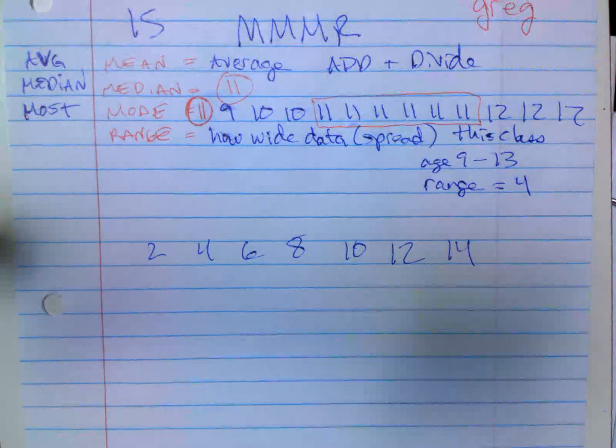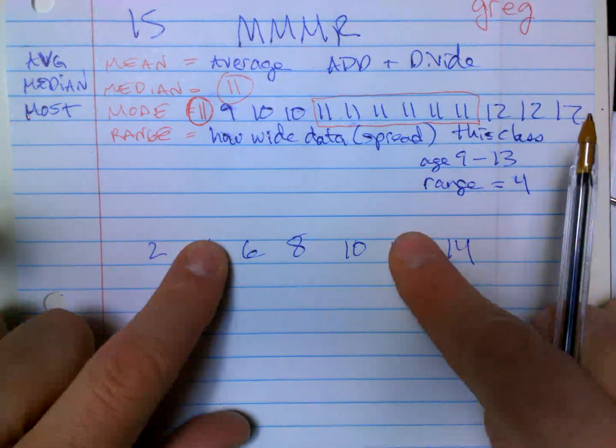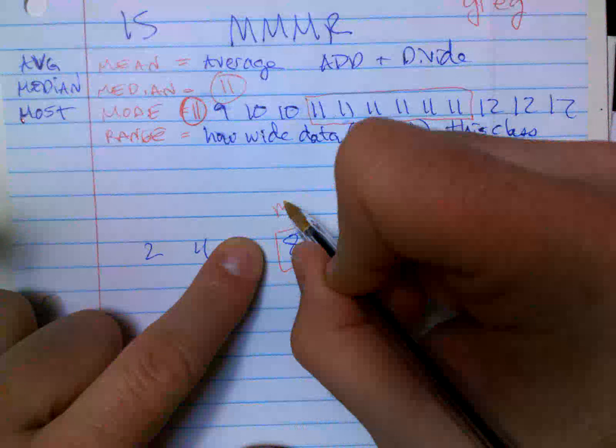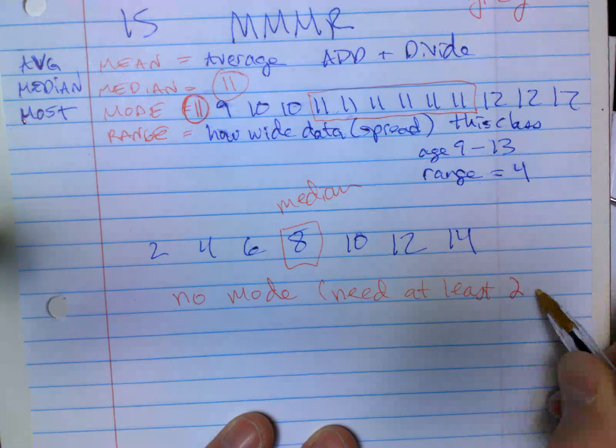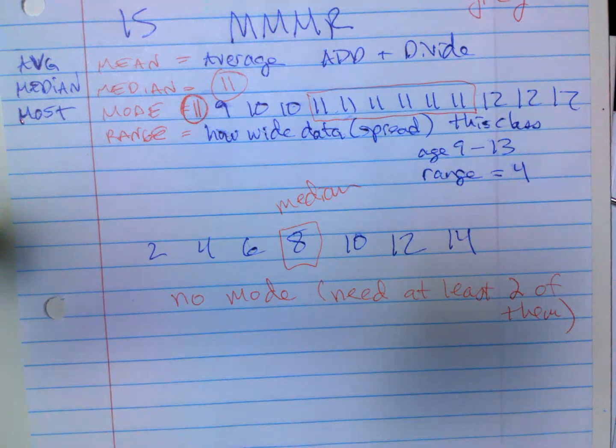So if they gave you these numbers, first you have to put them in order. Then we're going to find the middle, the median. 8 is the median. Okay, there can be ties, but you need at least 2 to have a mode. So you'd say no mode or none. Remember that one test, you should have said none. They would normally give you a multiple choice, so you would have all got that right.